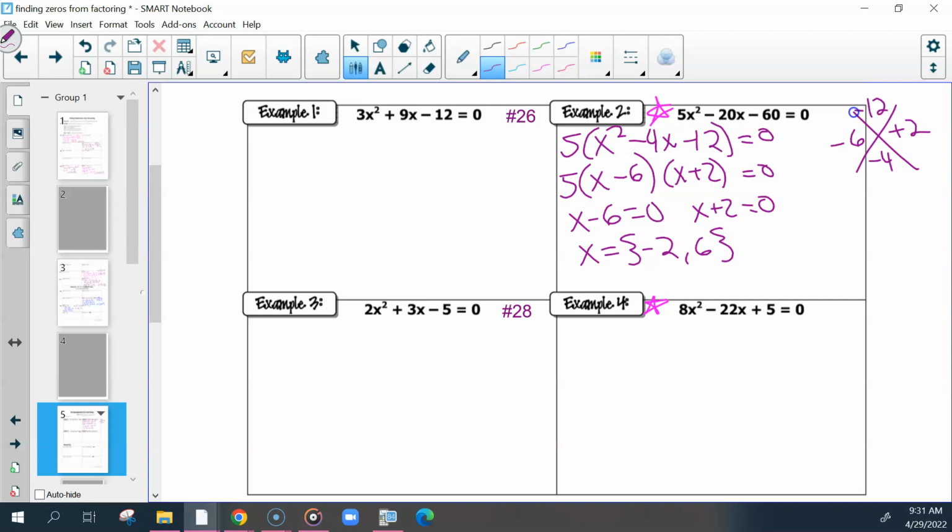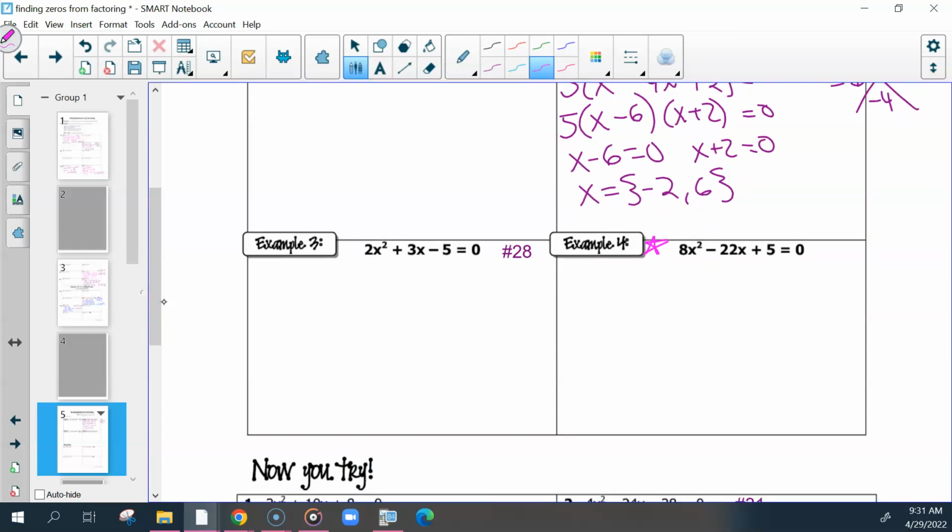Of everything? Question on example 2. We're going to do example 4 and then move on to one other. I'm going to show you in Desmos and then something else.